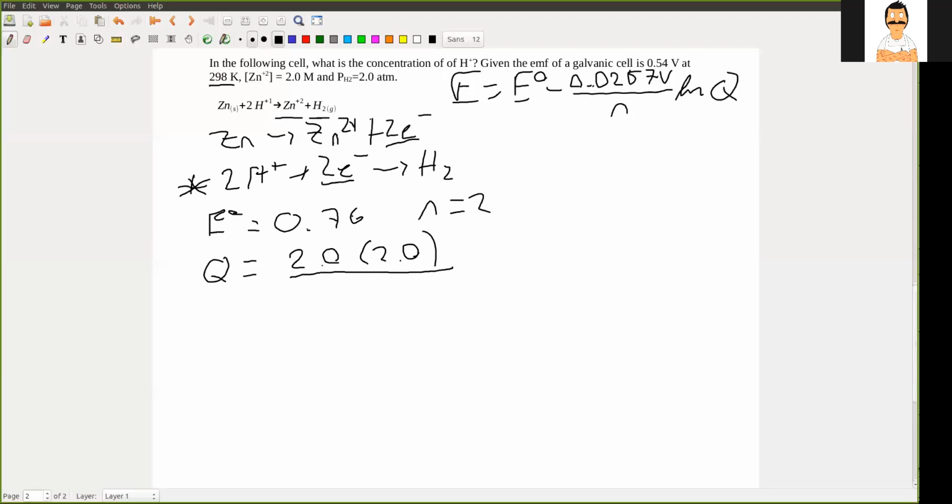Over the reactants, and zinc we do not consider because it's a solid. So we would only consider the concentration of protons raised to the power of their coefficient. So that would be Q. This Q is 4.0 over the concentration of protons squared. And we're given that E is equal to 0.54.